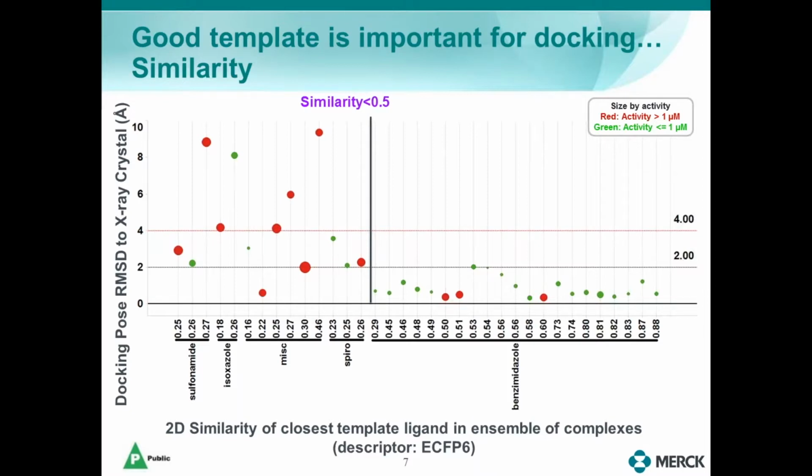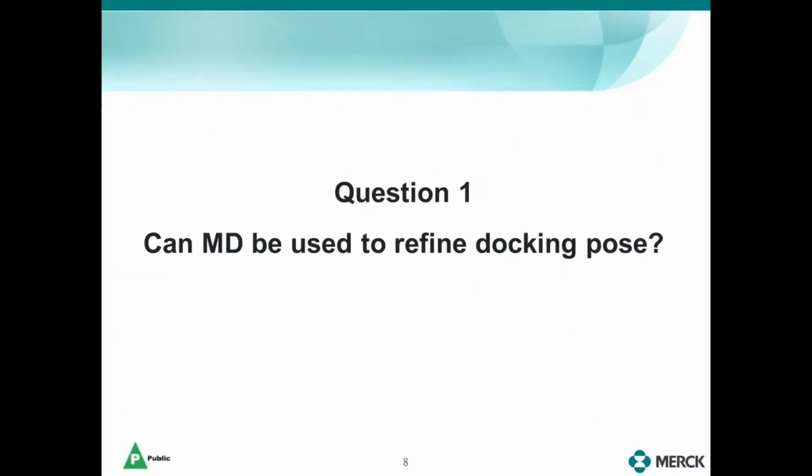But interestingly, for the benzimidazole series, we found that it can actually overcome the similarity problem, where for the lower similarity compounds, you can still get very good poses. I think the major reason is that we have a lot of template structures available for this series. And another interesting thing we found is that for the first four series, the lower similarity compounds are usually correlated with very inactive compounds, where the activity, colored in red, is larger than 1 micromolar.